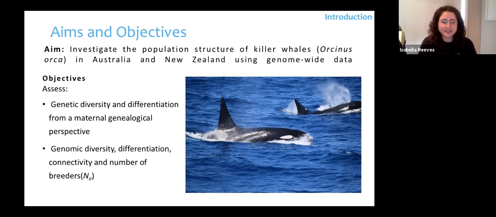So we wanted to assess first the genetic diversity differentiation from a maternal genealogical perspective. So this is using mitochondrial control regions, and we know the mitochondrial part of the DNA is maternally inherited. And then we wanted to use a genomic data set to look at genomic diversity, differentiation, and connectivity, and number of breeders, which is also called effective population size.